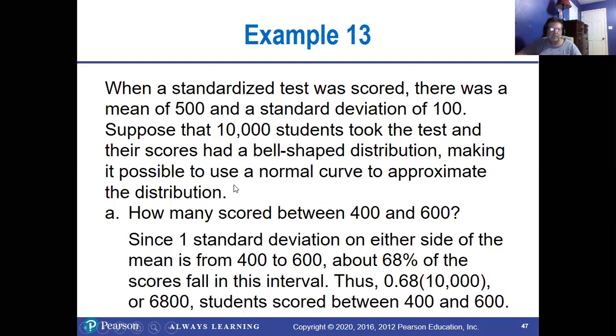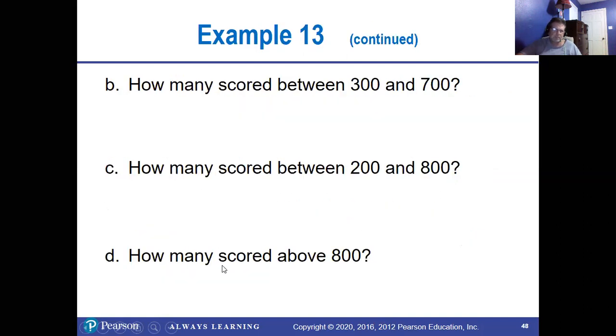Okay, it says since one standard deviation on either side of the mean is from 400 to 600, there should be about 68% of the people that scored inside that interval. So 68% of 10,000 should be 6,800 students within that first standard deviation.